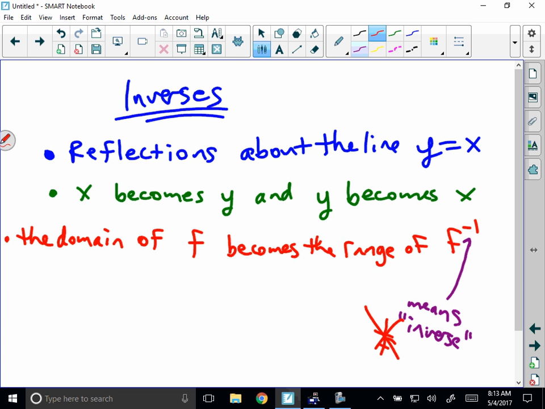Cool. So, because of this statement, we could also go on to say that the range of f becomes the domain of f inverse, right? So when I say the other one, I mean the range of f is going to become the domain of f inverse. So we'll go back to that last graph and we'll check that out, because there is a little caveat to it.